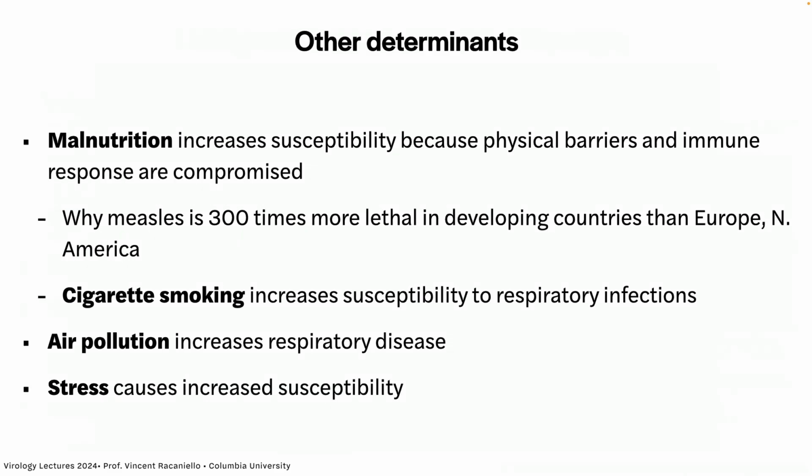Other determinants, malnutrition. This is why measles is 300 times more lethal in developing countries than in Europe and North America. Cigarette smoking increases susceptibility to respiratory infections. Air pollution increases respiratory disease, and stress. If you get stressed, you're more likely to have some kind of infection, including a reactivation of a herpes virus infection.